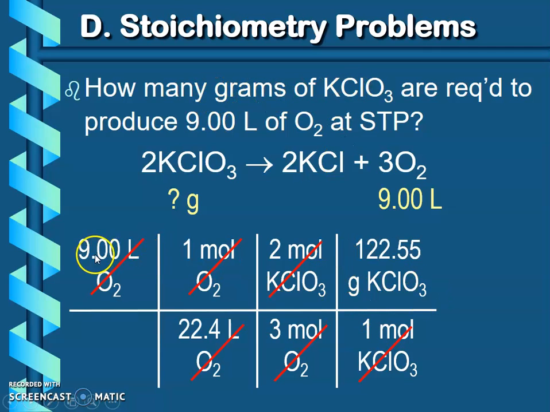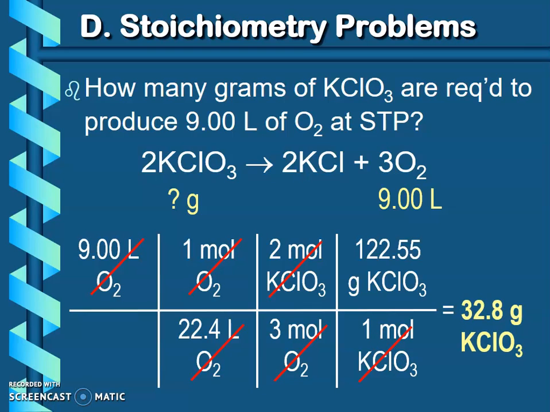I'm done. Now multiply everything on the top. 9 times 2 times 122.55. Multiply everything on the bottom. 22.4 times 3. And then divide top by bottom. So my final answer is 32.8 grams KClO3.